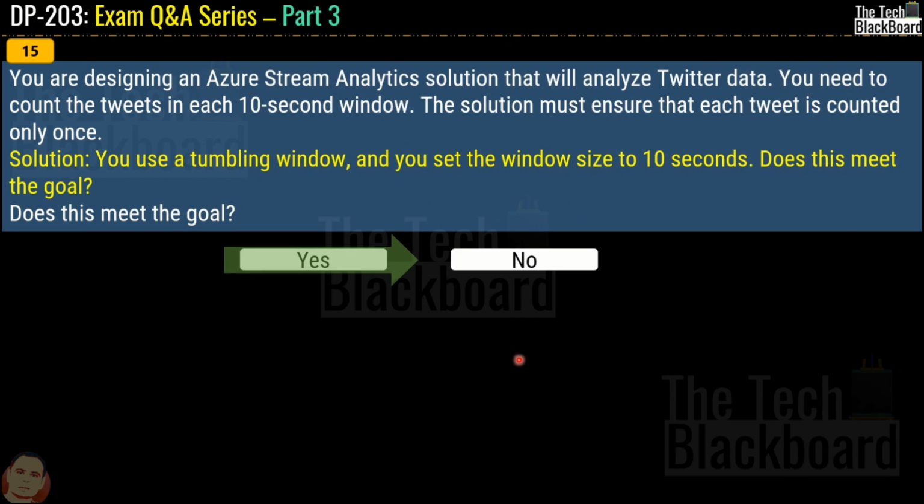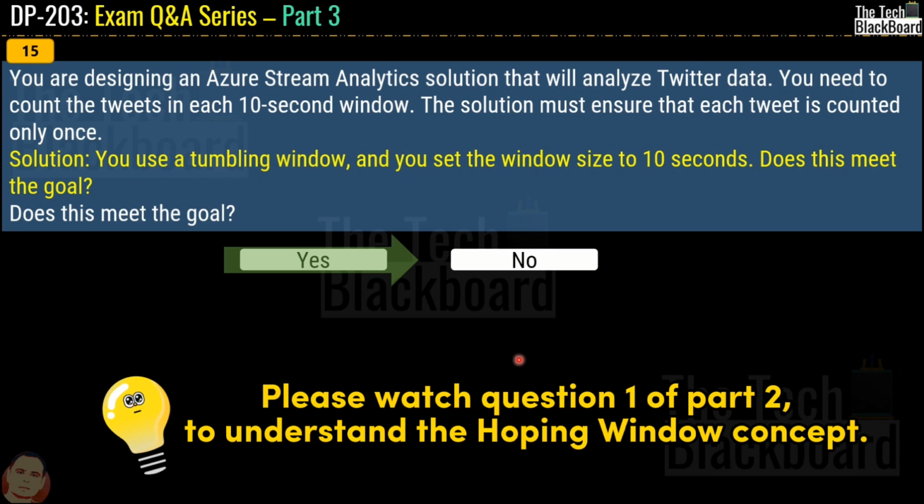So friends, I hope you now understand what a tumbling window is. I recommend that you also watch question number 1 of part 2, where I explained what a hopping window is. Both tumbling and hopping windows are related concepts. So a visit to question number 1 will strengthen your overall understanding of these windowing concepts.